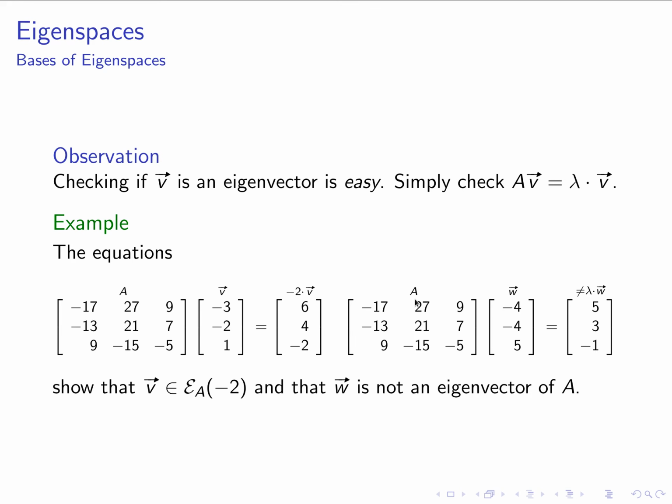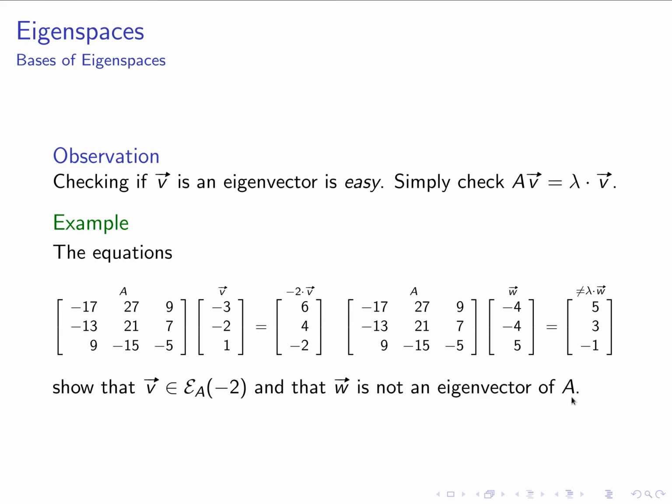On the other hand, we have this calculation where we take A and we multiply it by the vector w, whose entries are -4, -4, 5. And the output of this matrix vector multiplication is 5, 3, -1. Well, one thing to note here is that 5, 3, -1 is certainly not a multiple of -4, -4, 5. What this means is that the vector w is not an eigenvector of the matrix A.